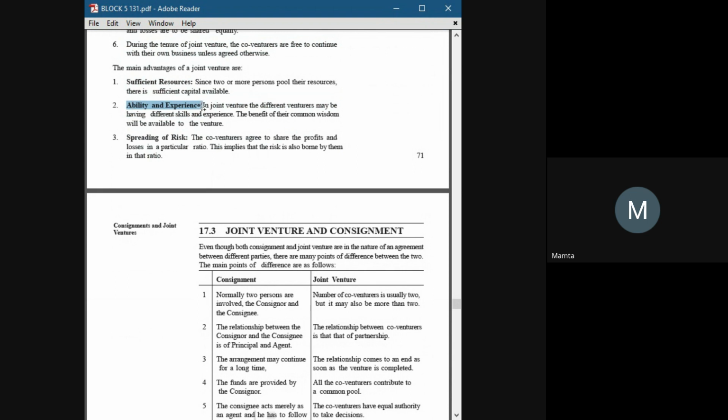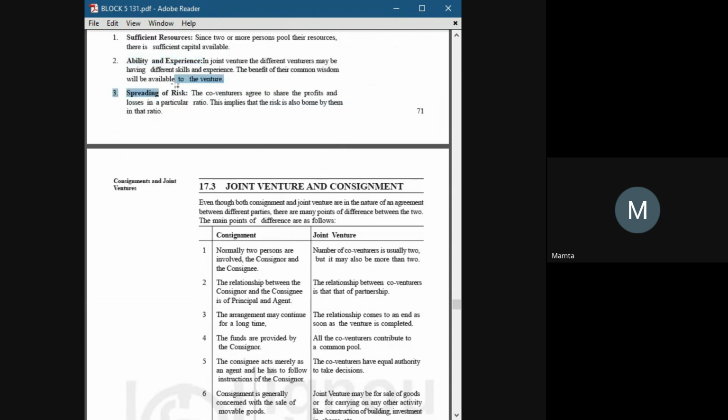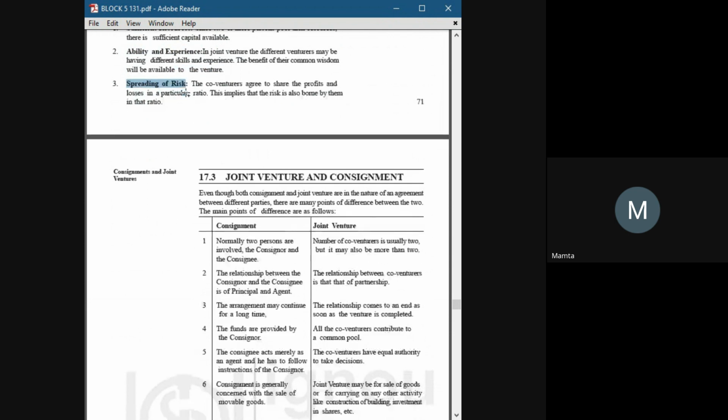Many people, many experiences, many abilities. Not every single person has all the abilities of work like planning and management. No one single person can perform all the activities or have all the abilities. Another advantage is spreading of risk.